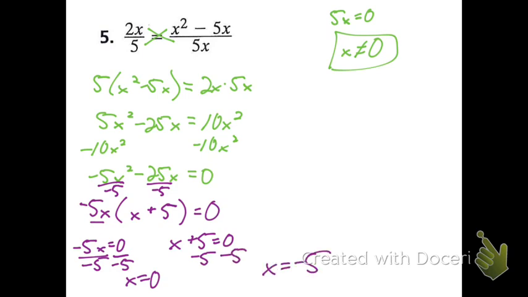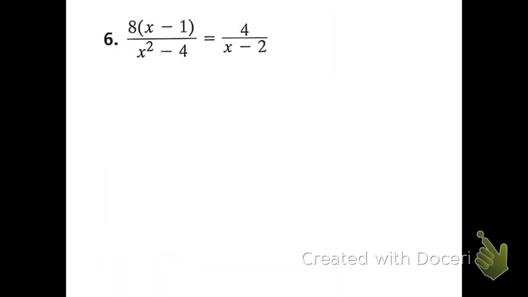Now, can x be 0? No. So that's not a solution. It goes away. x is equal to negative 5. That is the only solution that we have. All right. 2 down. 1 to go.